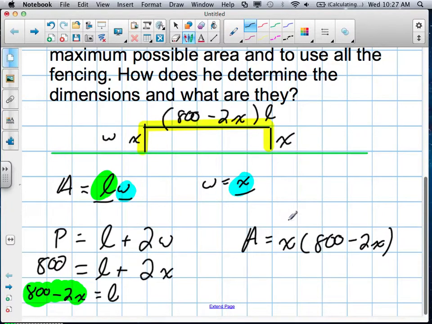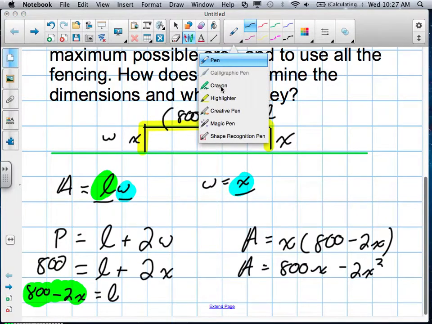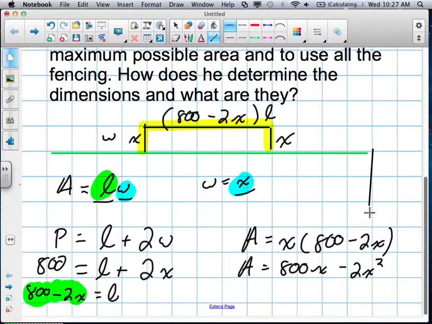So we're going to distribute what we have here, and our area formula is going to be 800x minus 2x squared. Okay. Now this is some quadratic technically. Okay, it's going to make some parabola on a graph, and to maximize, we're looking for turning points on a graph. Remember? So let's assume we're going to draw a rough sketch of what this might look like. We probably have something like this, okay, in terms of our graph of this.